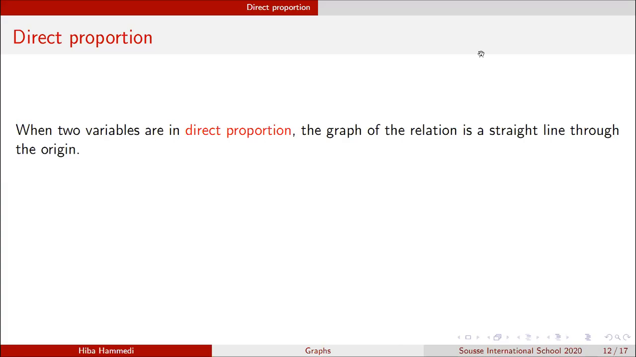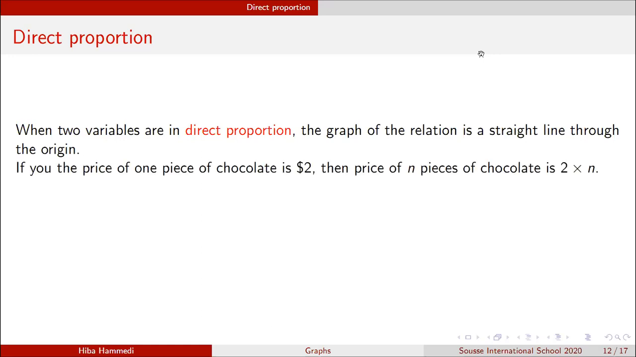In this video, we'll explain the meaning of direct proportion for two variables. When two variables are in direct proportion, the graph of the relation is a straight line through the origin. For example, if the price of one piece of chocolate is $2, then the price of n pieces of chocolate is 2 times n. If I call P the variable for the price of n chocolates, then P is equal to 2 times n.